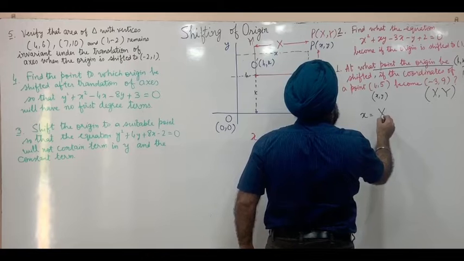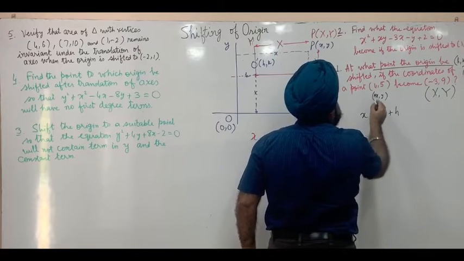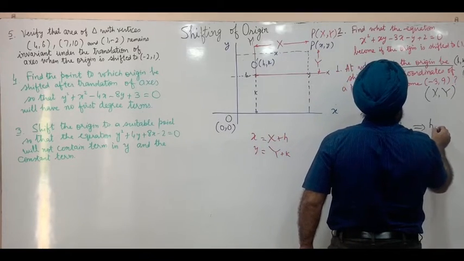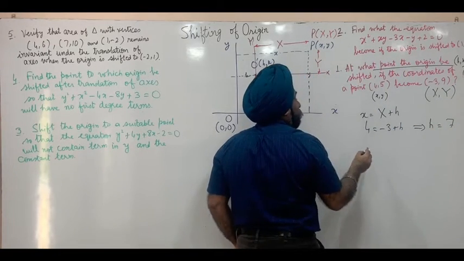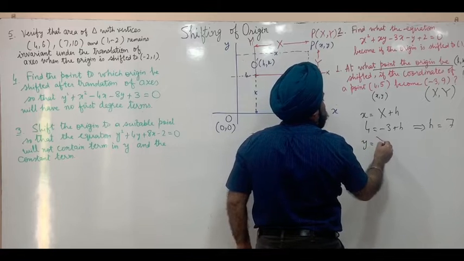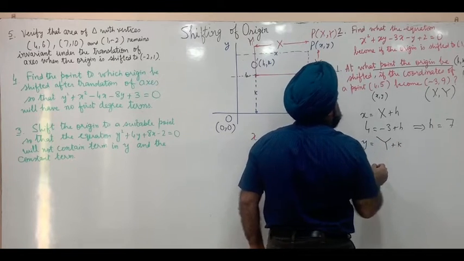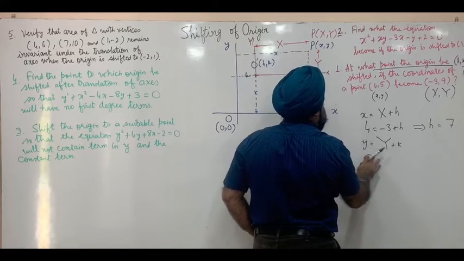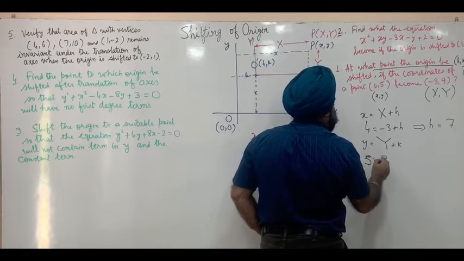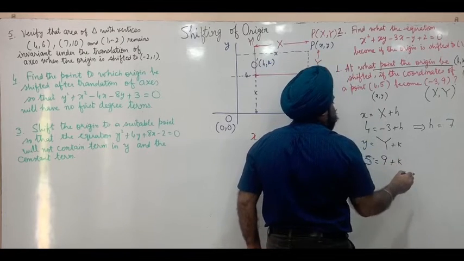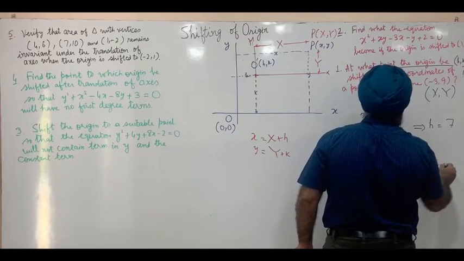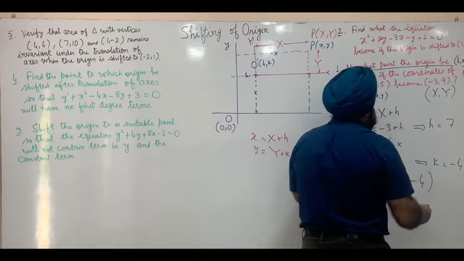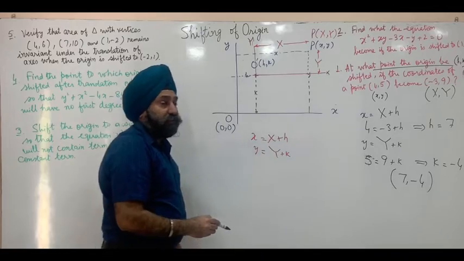x is equal to capital X plus h. This means 4 is -3 plus h, or this gives us h equal to 7. And y is equal to capital Y plus k, that is 5 is equal to 9 plus k, or this gives us k equal to -4. This means the origin should be shifted to the point (7, -4).